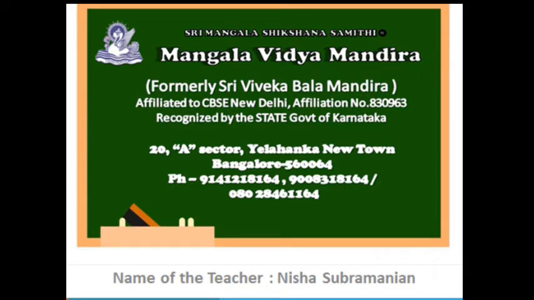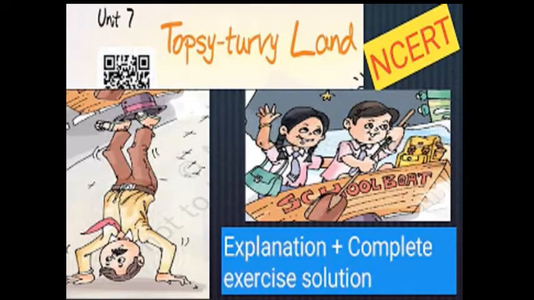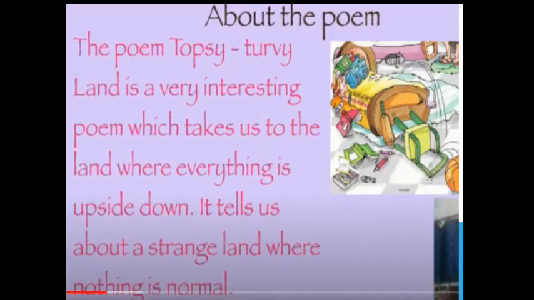So children, today in this video we are going to learn a very funny poem named Topsy Turvy Land. What is the name of the poem, children? Topsy Turvy Land, from the Marigold textbook Unit 7, which is written by H.E. Willington. So children, just open page number 110 in your Marigold textbook.